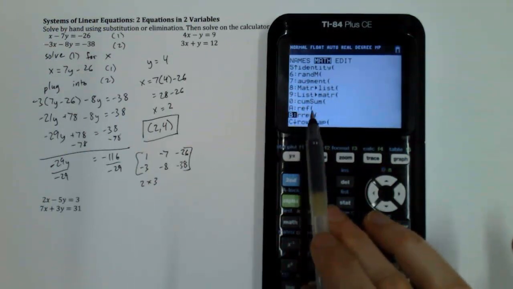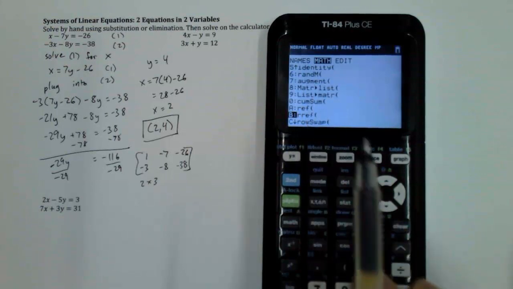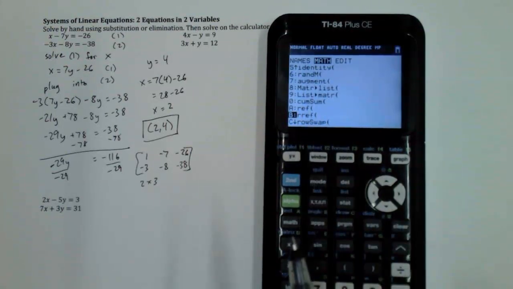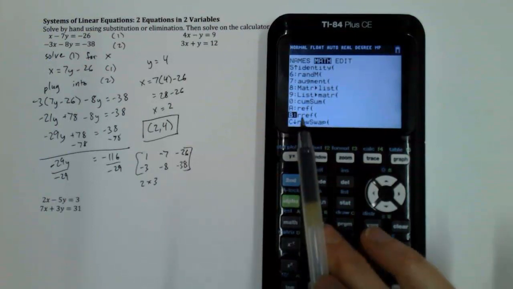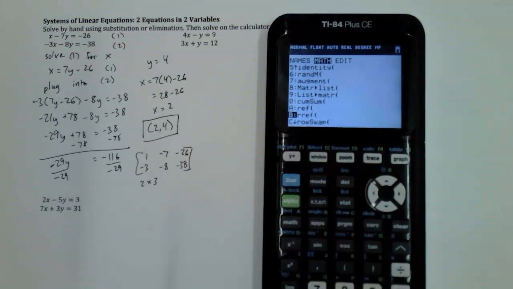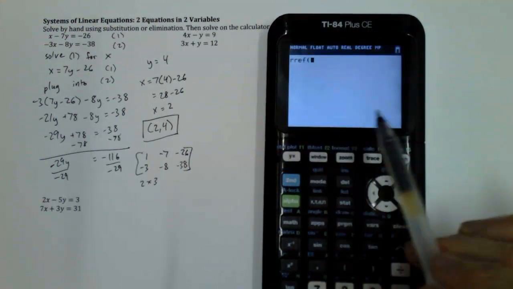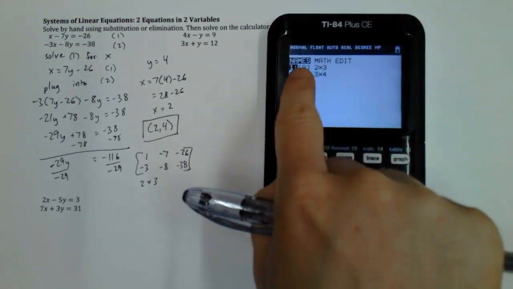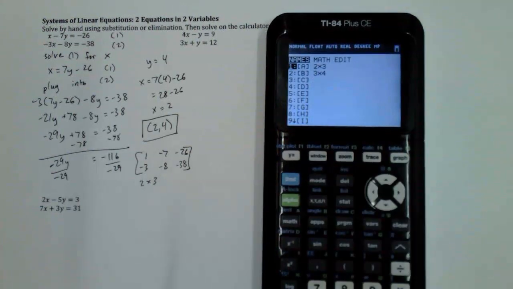Do note there's one that just says REF. Those are two different things. We want RREF. That stands for Reduced Row Echelon Form. And it's option B on my calculator. So let's select that. You'll notice it appears in my main command prompt window. And then I'm going to go to that matrix menu a third and final time. Since it was matrix A that I edited, let's hit enter to select matrix A, and then hit enter again.